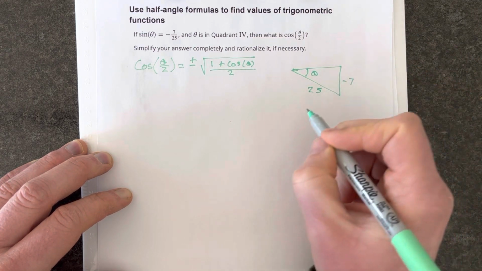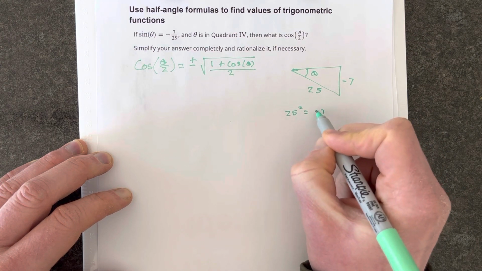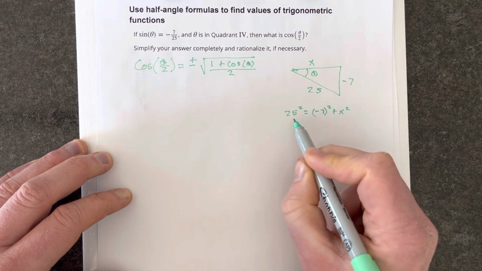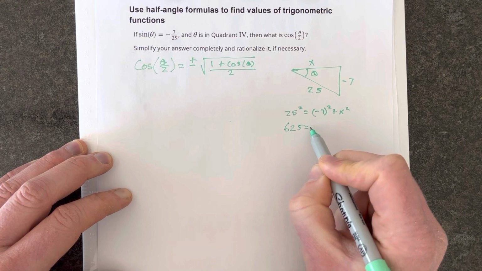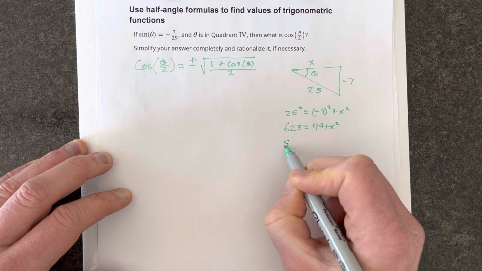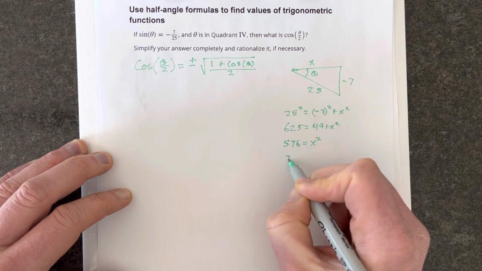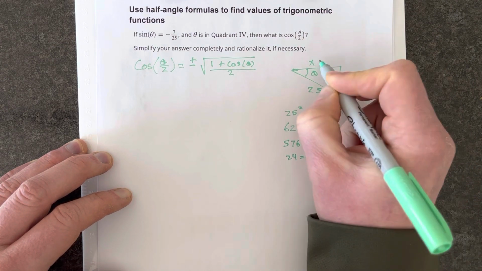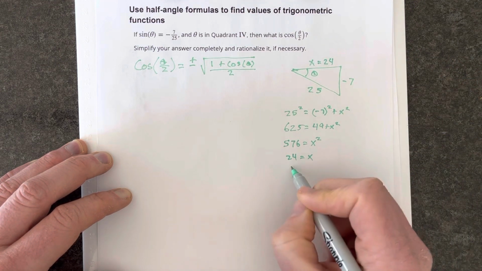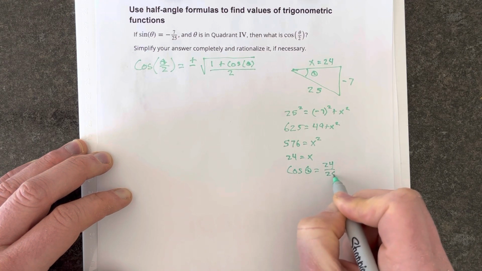If I use the Pythagorean theorem, I get 25 squared equals negative 7 squared plus x squared. I'm going to call this x. So I get 625 equals 49 plus x squared. Subtract the 49 over, I get 576 is equal to x squared. Square root each side, I get 24 is x. So this is 24. So now I know cosine of theta is equal to 24 over 25.